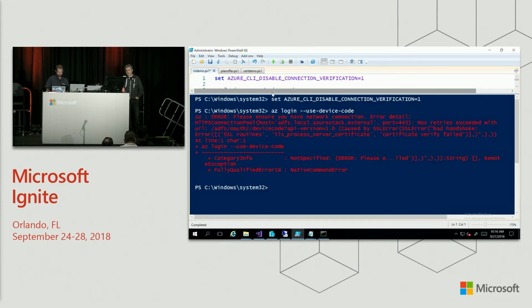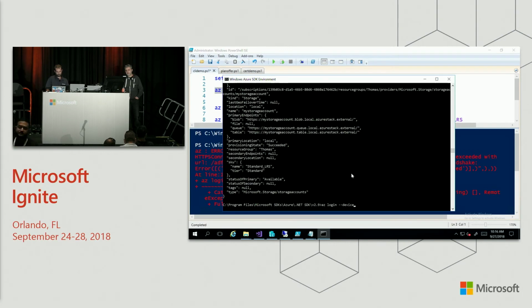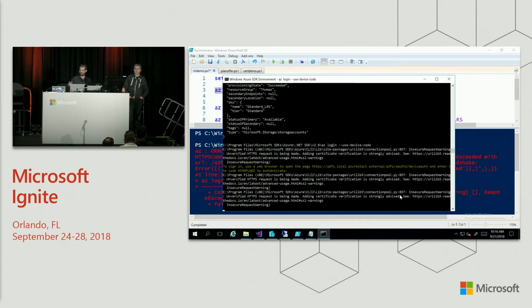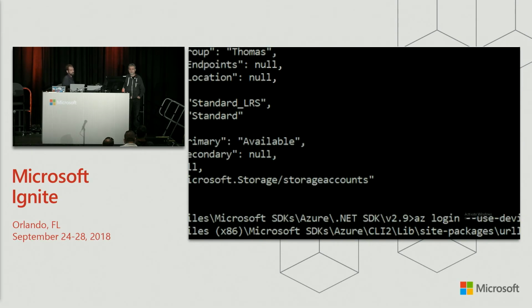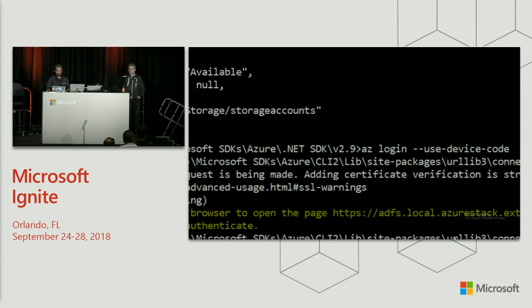So I'm a lazy typer. Let me just copy that in. Now you see, for those of you who have used CLI before, you see the exact same experience that you know from Azure using Azure Active Directory. It asks me to browse to a URL and put in a device code to authenticate.